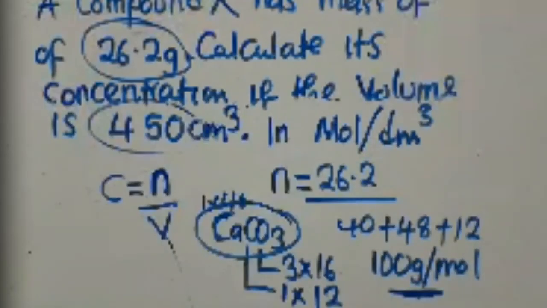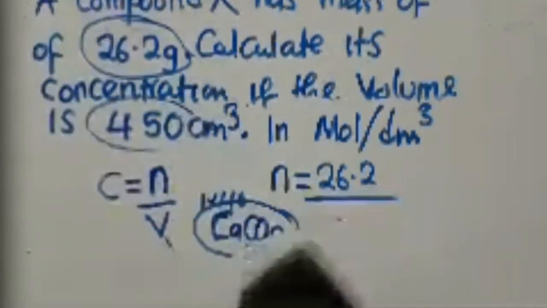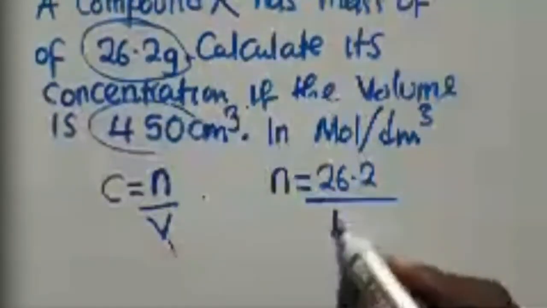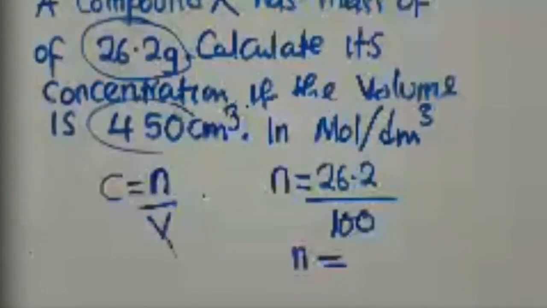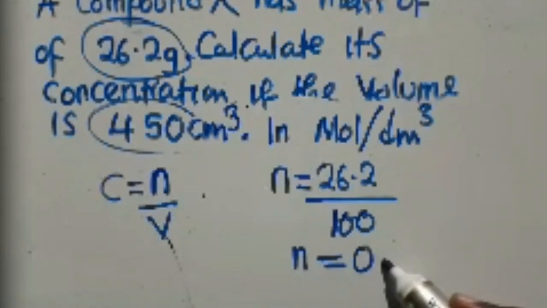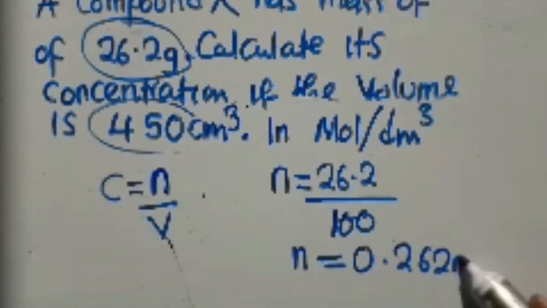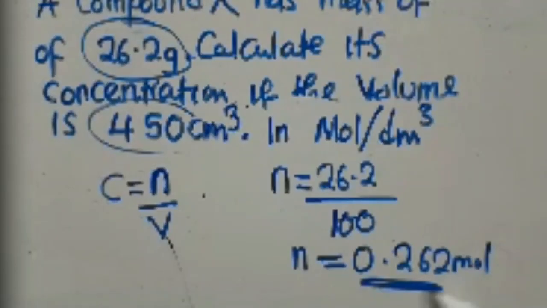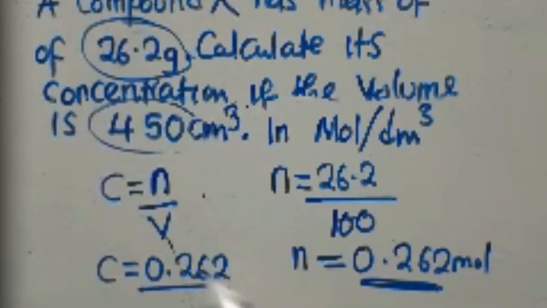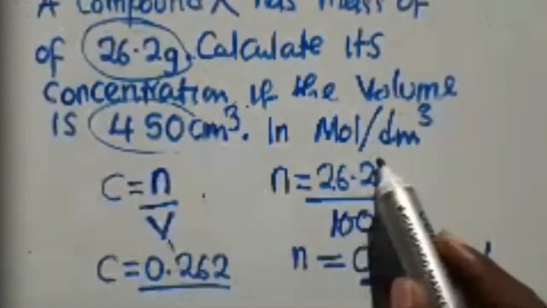So just put your 100 there. The number of moles is equal to what? You calculate there. 26.2 divided by 100. What answer are we getting? 0.262 moles. This is the number of moles that we are going to use. The concentration is 0.262 over the volume.